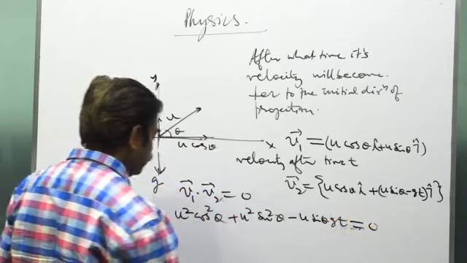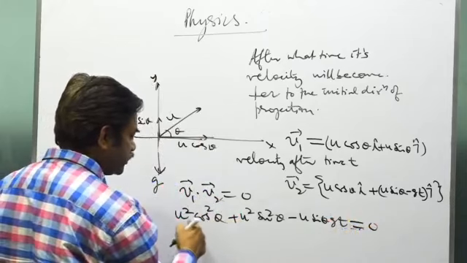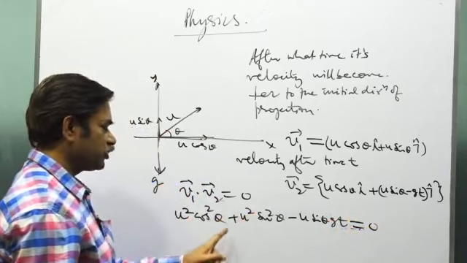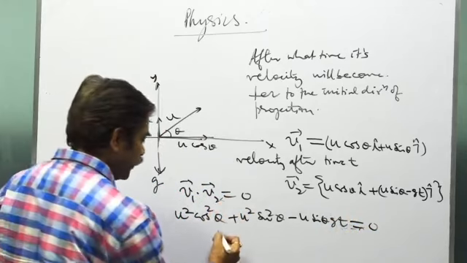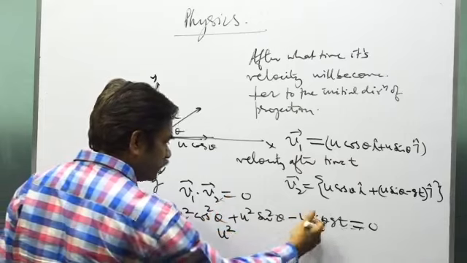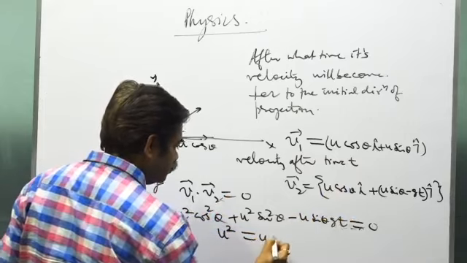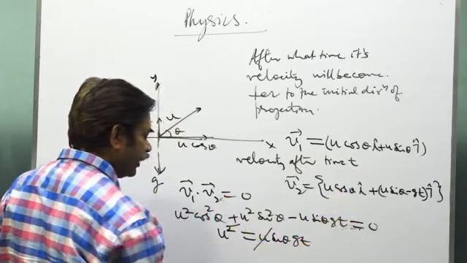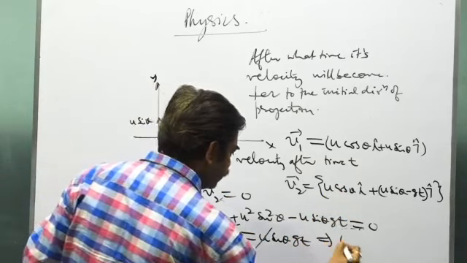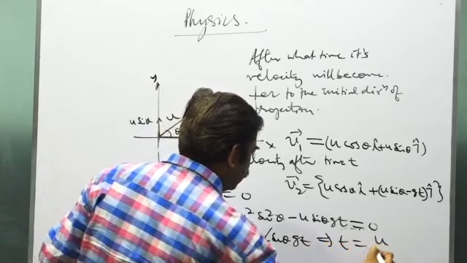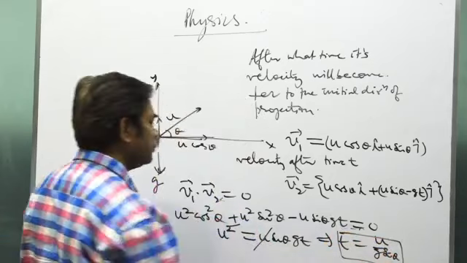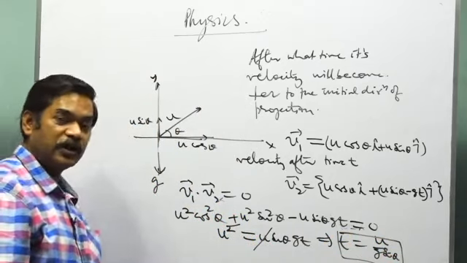0. So if it has to be 0, this u square sin square theta plus cos square theta becomes what? u square is common, so sin square theta plus cos square theta is 1, so that becomes u square. This term is transferred to that side, so it becomes u sin theta into gt. u and u get cancelled, so you get the answer t equals u upon g sin theta. This is the answer. That means after this time the velocity becomes perpendicular to the initial direction.